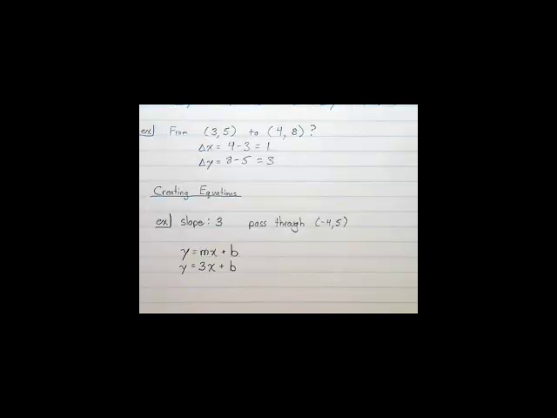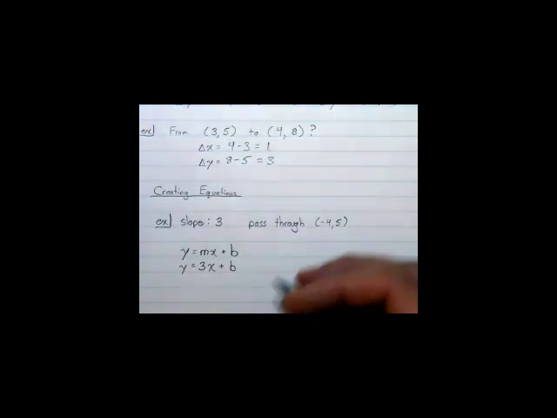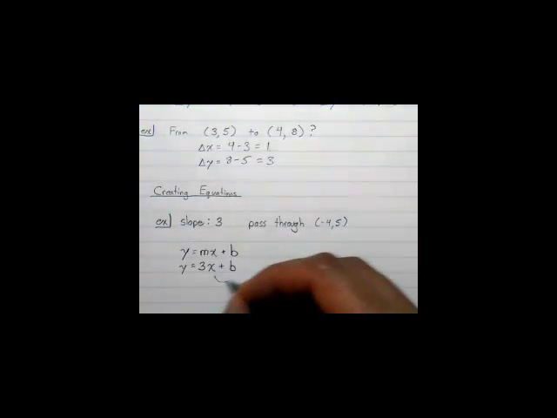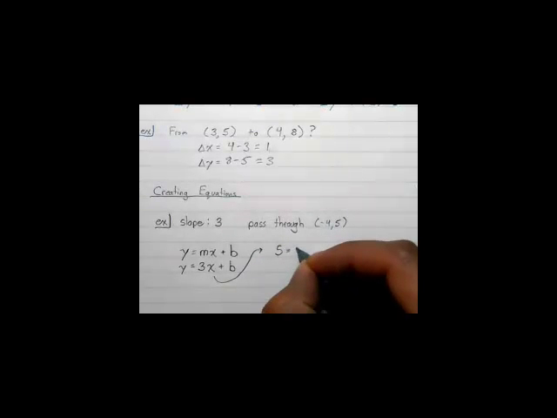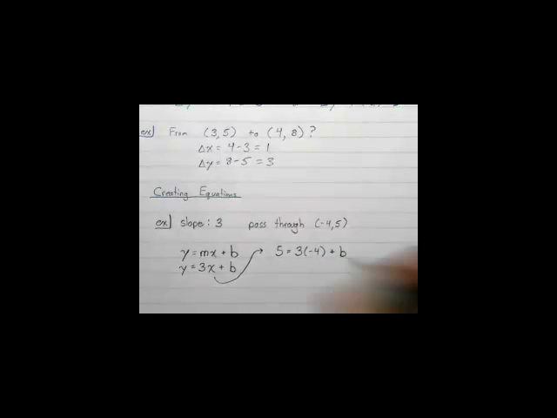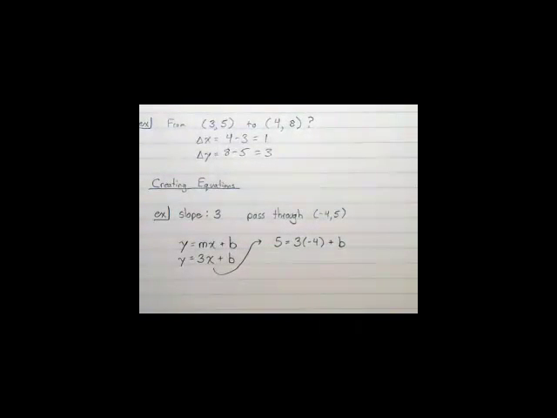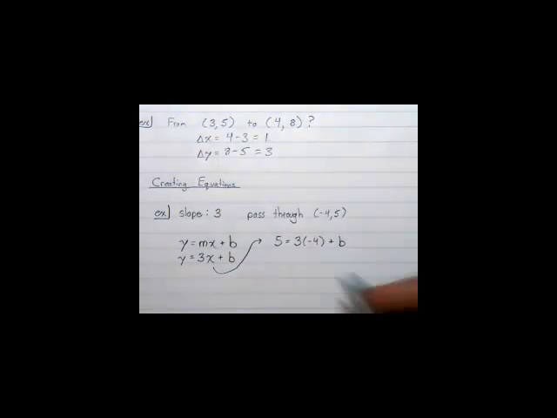Yeah, we can plug that in for x and y, and that'll allow us then to figure out the b, to find the y-intercept. Okay, so bring it up over here now. The y is 5. The x is -4. So 5 equals 3 times -4 plus b. Solve that for b.